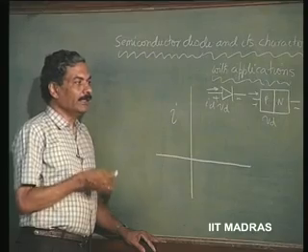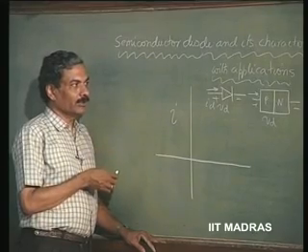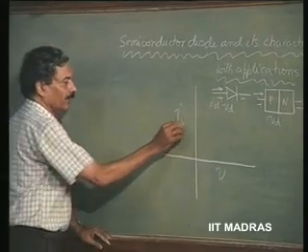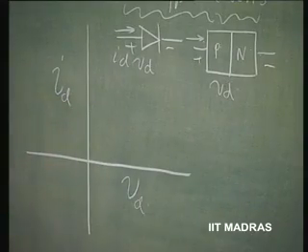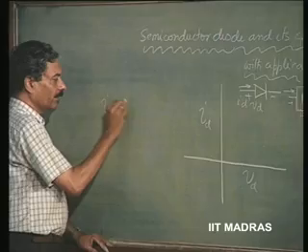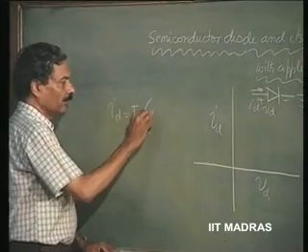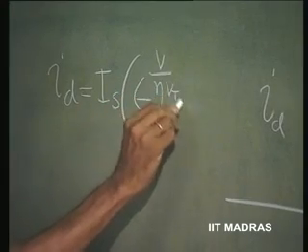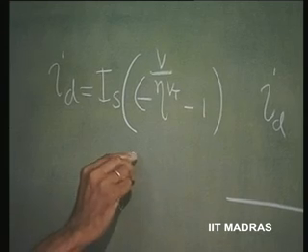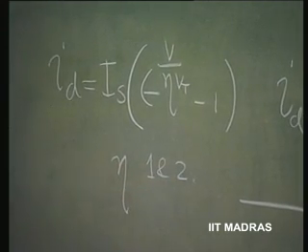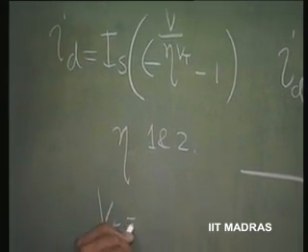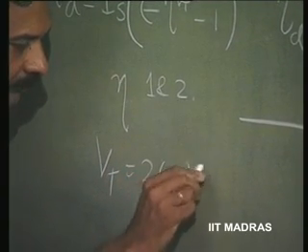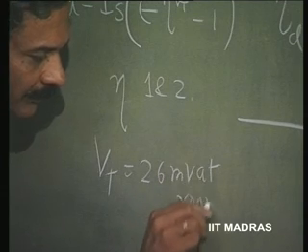We have mentioned that this characteristic is going to be an exponential characteristic, that is I diode versus V diode. How will it look like? I mentioned this, ID is equal to IS exponent V by eta Vt minus 1. Eta is between 1 and 2. Vt is, let us say, 26 millivolts at room temperature.